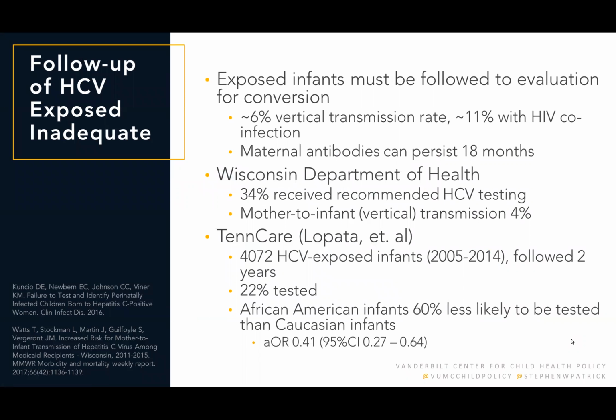So the problem is, even though vertical transmission is relatively low, about 6% overall, 11% if there's co-infection with HIV, we do a pretty poor job of following infants who are exposed. Wisconsin Department of Health looked recently in an MMWR, and they found that about 34% of infants who were exposed were tested to see if they converted. We're doing some work here in Tennessee of 4,000 hepatitis C exposed infants over about a 10-year period, followed for 2 years to see if they were tested. Only about 22% were tested, and African-American infants were about 60% less likely to be tested than Caucasian infants, accounting for a slew of other factors. Next slide.